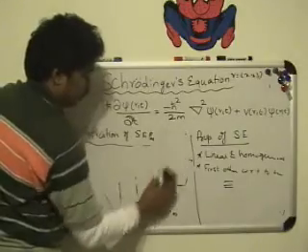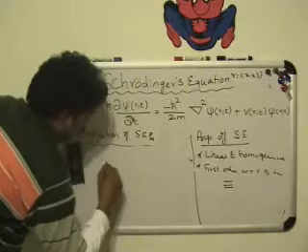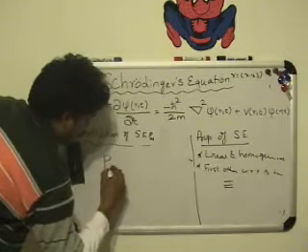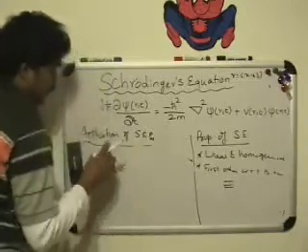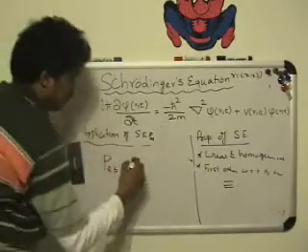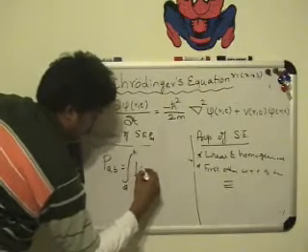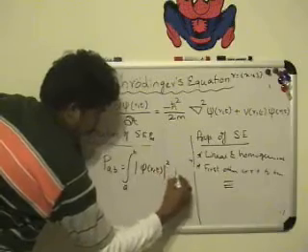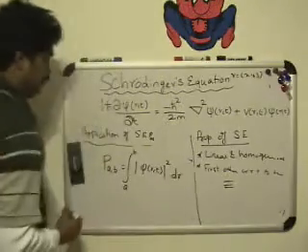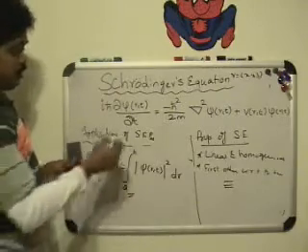Let me write one more time. So the probability of finding the particle between A and B, in the space A and B in the system, is given by this. This is the major application of Schrodinger's equation, the wave function.